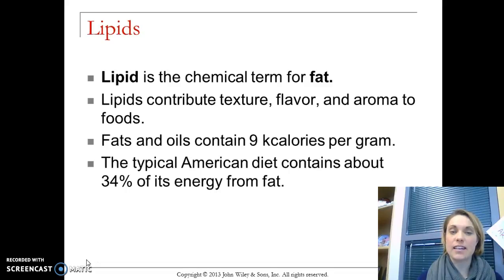Fats and oils contain 9 kilocalories per gram, as opposed to carbohydrates and protein, which only contain 4 kilocalories per gram. The typical American diet contains about 34% of its energy from fat, which falls into the AMDR of 20 to 35%. However, it's the types of fats that Americans aren't doing so well on, as we eat a lot more saturated and trans fat, as well as polyunsaturated fats such as omega-6 fatty acids, and not quite enough monounsaturated fats and polyunsaturated fats from omega-3 fatty acids.